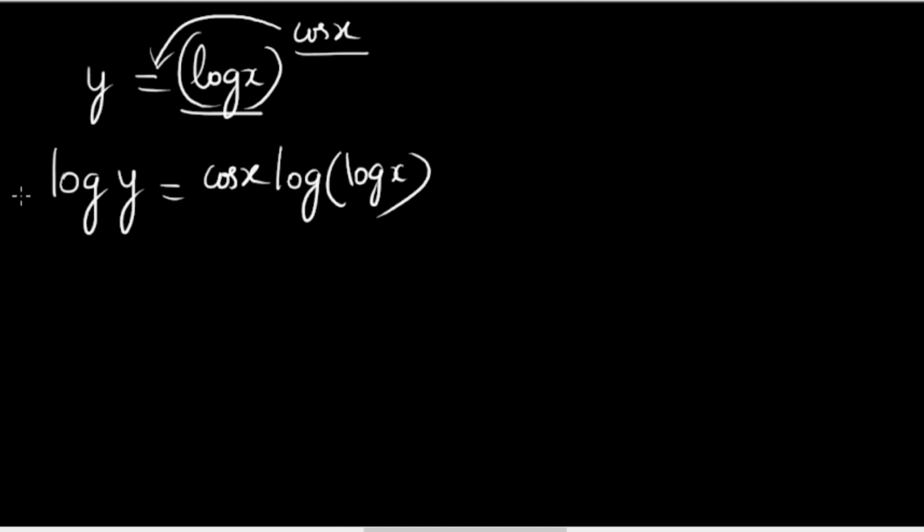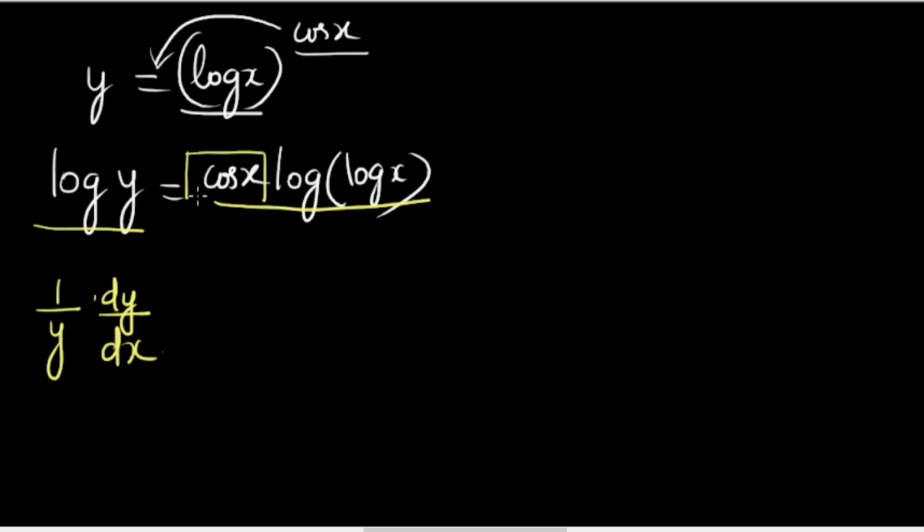So now we are going to differentiate them. Let's find the first derivative for the above function. Here we will be writing the derivative as 1 over y into dy over dx. Here we have got two functions in the product form. Cos x is one function, log of log x is another function. Log of log x is actually one single function. So they are in the product form, and it's better to go for the product rule.